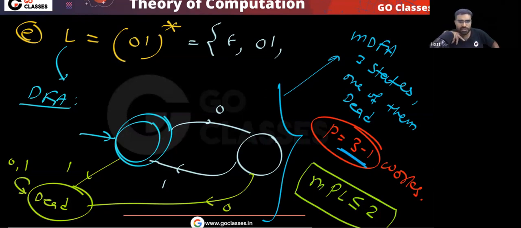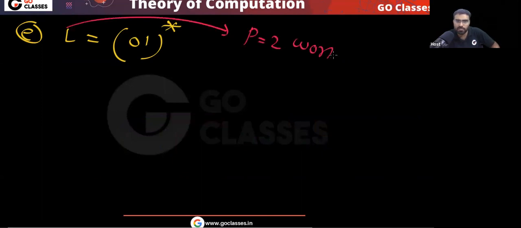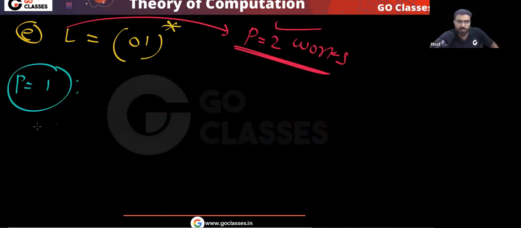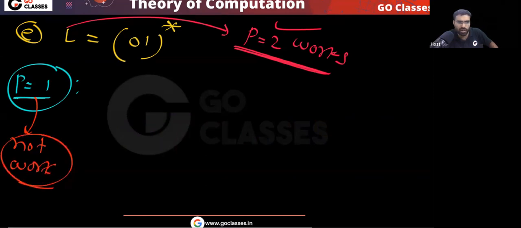So what do we have to check, tell me. P equal to 2 already works. So you have to check P equal to 1 only, right? Will it work? P equal to 1. It will not work. Okay, why will it not work? What is the violating string? P equal to 1 will not work.